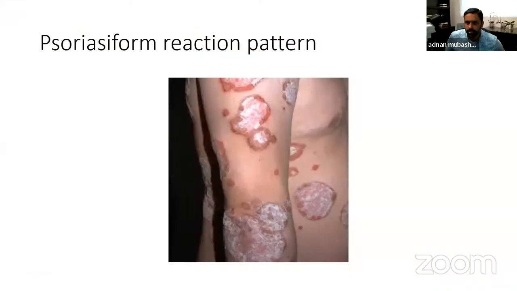Moving to the second reaction pattern, the psoriasiform reaction pattern. In the clinic, usually this kind of lesion is not biopsied because it's clinically very evident that what you have there is scaly, well-demarcated plaques, which goes along with psoriasis. This is a typical picture that you will see in psoriasis. But if it's being treated and not responding to the treatment, or if the clinician is not sure with the history and wants to rule out other entities, they do a biopsy of this lesion.